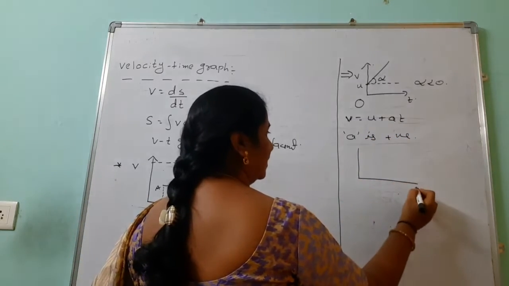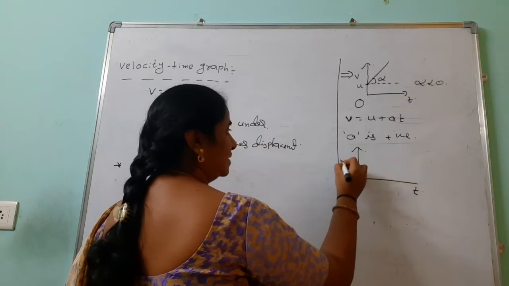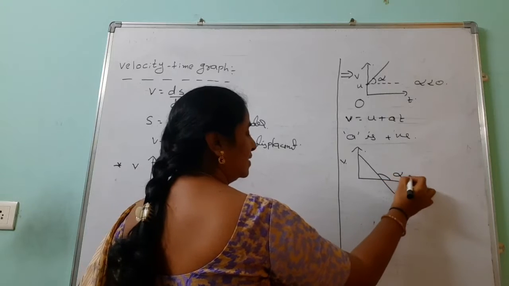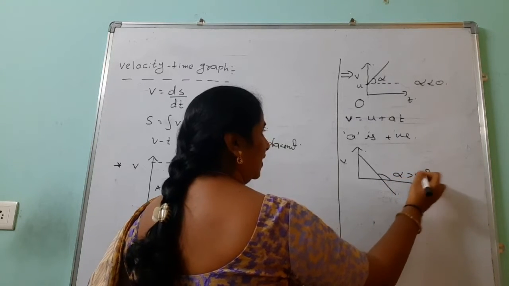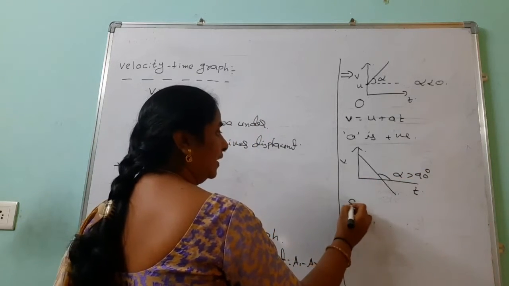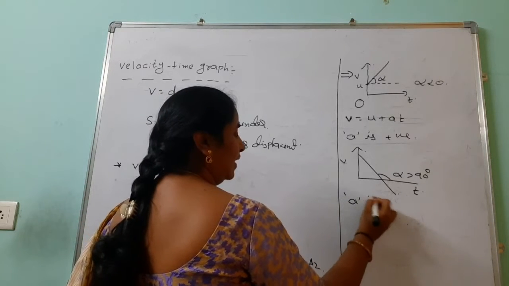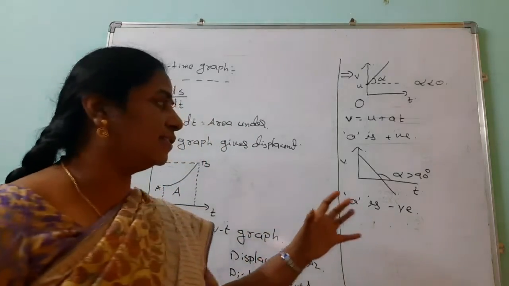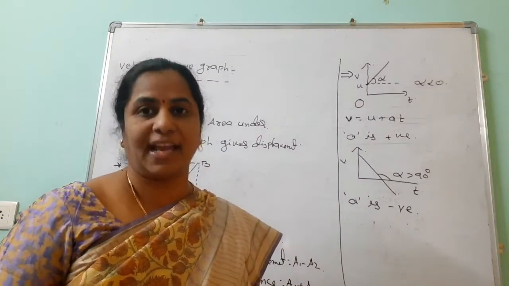Like that, one more graph. Look here. This is the time and this is the velocity. Here the slope angle alpha is greater than 90 degrees, and we can say here a is negative. So based on the slope of the graph we can say about the acceleration.